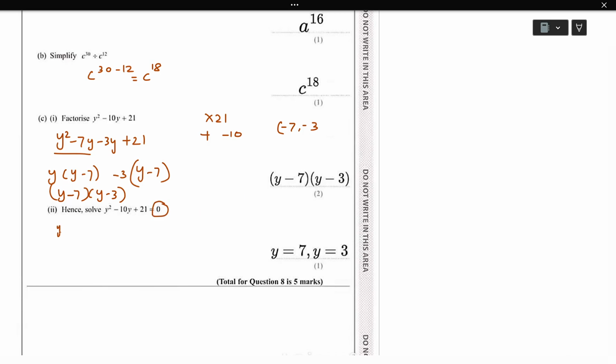Next one, equal to 0. Obviously y minus 7 and y minus 3 equal to 0, because this part is already done in the previous question. So the first one, y minus 7 equal to 0 or y minus 3 equal to 0. So from here y equals 7, from here y equals 3. That's it.